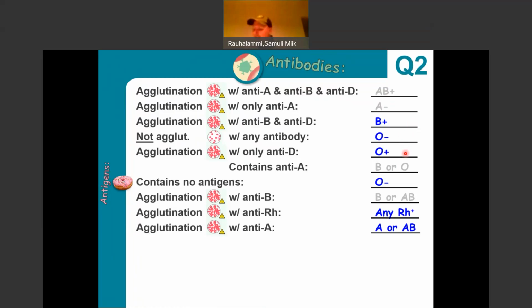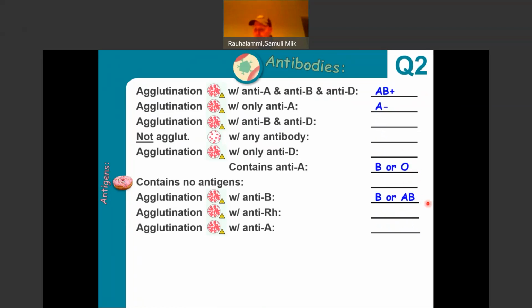Next question asks you what blood type would agglutinate with only anti-D serum? That would be O positive. The next question asks what blood type contains no anti-A antibodies? That would be either B or O blood type. In terms of what blood types contain no antigens at all, that would be O negative.